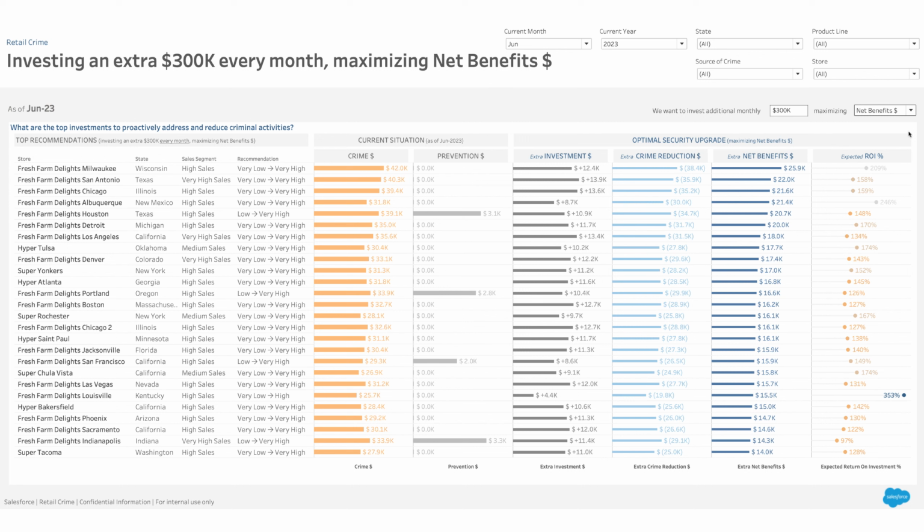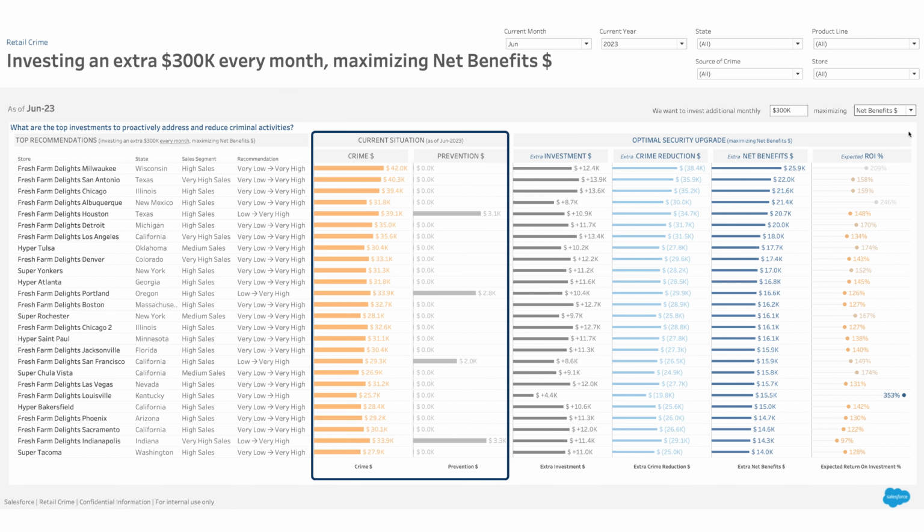Immediately, the accelerator will calculate for you the best actions to take, that is, the stores whose security model needs to evolve. From left to right, the name of the store, where it is located, its sales segment, and the recommended security model.